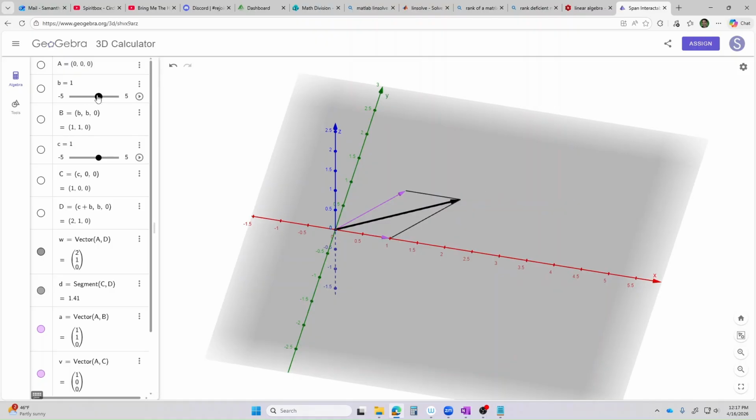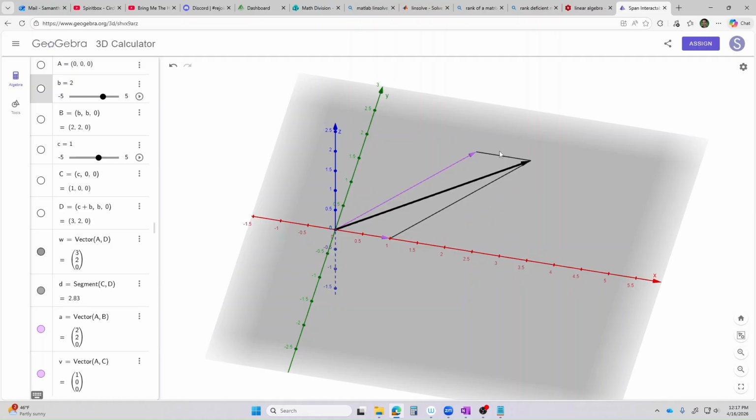Now I have put some sliders into this GeoGebra module that'll allow me to construct other linear combinations of these two vectors. So for example, by adjusting this first slider, I can apply a different scalar multiple to the vector v2. For example, right here, this is the vector 2 times v2. And so this diagonal vector is v1 plus 2v2. That's this particular linear combination of these two vectors.